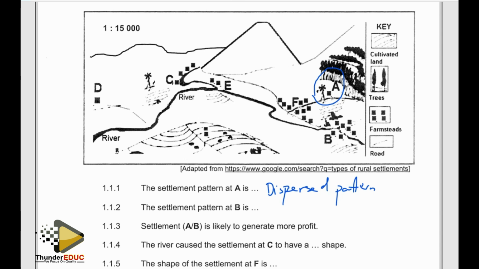We'll move on to number 1.12. The settlement pattern at B. Now we are analyzing B here. You see the difference between A and B. A is on its own, it's far away from other settlements, and the farmstead is just on its own. Here we have 1, 2, 3, 4, 5, 6, 7 farmsteads which are almost in the same periphery. They are almost within the same geographical space.